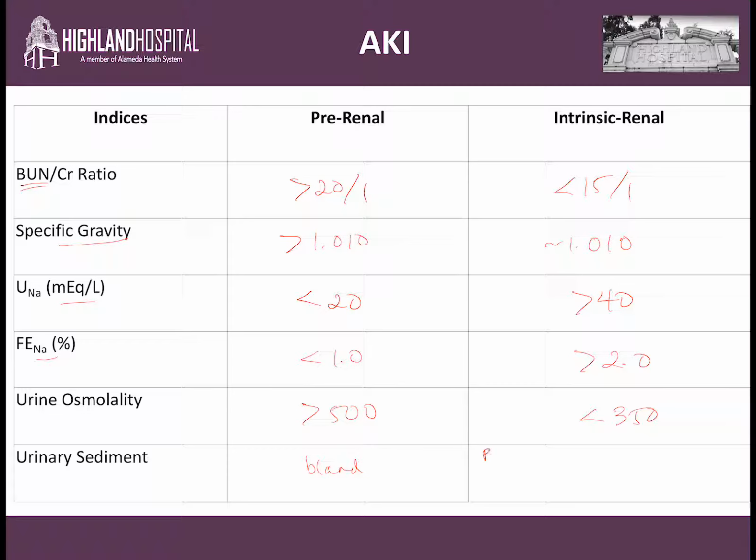If you have an RBC cast, you're going to think glomerulonephritis. If you have a WBC cast, you're going to think of acute interstitial nephritis. And if you have muddy brown casts, you're going to think ATN. And remember, we can always think about AKI by using these indices for pre-renal and intrinsic renal. If you think this is a post-renal syndrome, put your ultrasound on the patient's kidney and put in a Foley catheter, and if you get post-obstructive diuresis, you have your answer.